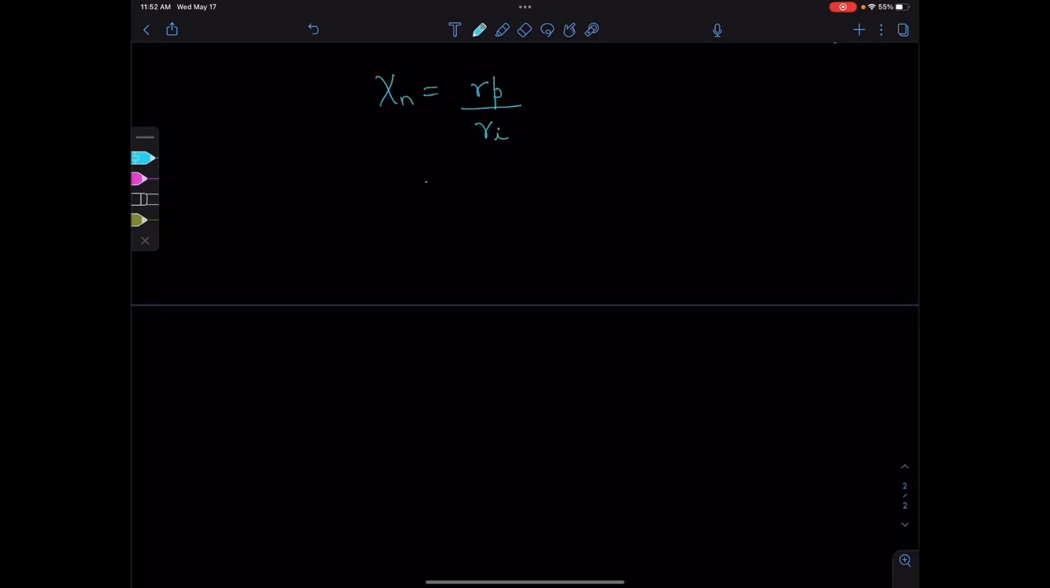Coming to the degree of polymerization, it is given by the rate of propagation over the rate at which the radical enters the polymer particle. The rate of propagation can be written as Kp times M, where Kp is the rate constant for propagation and M is the monomer concentration. The rate at which the radical enters the polymer particle is the rate of initiation over the number of polymer particles.